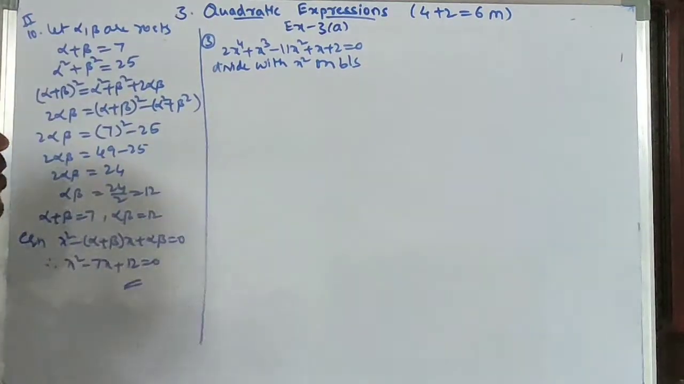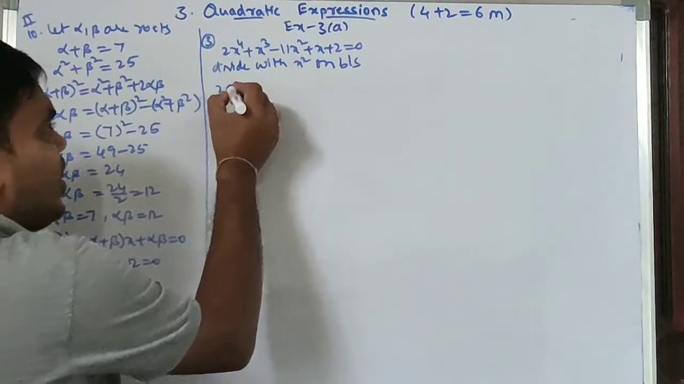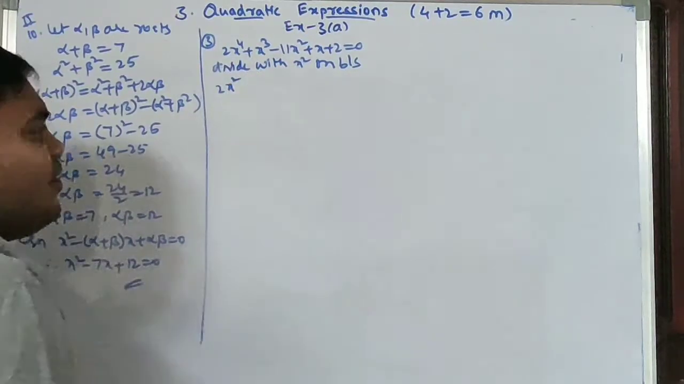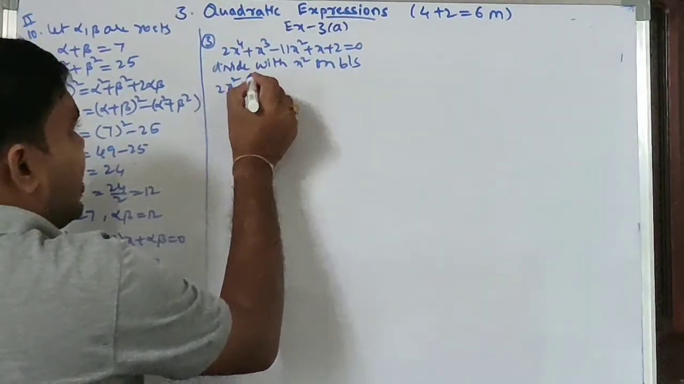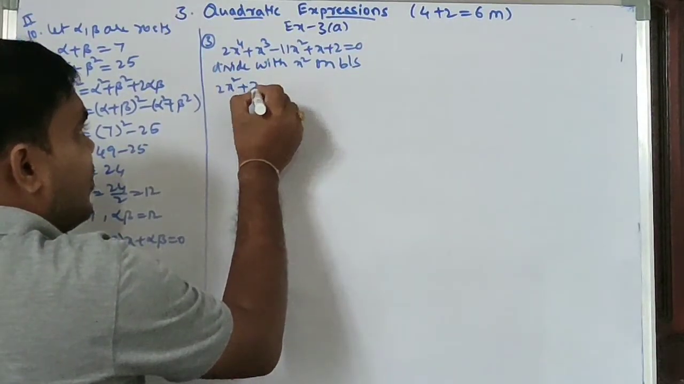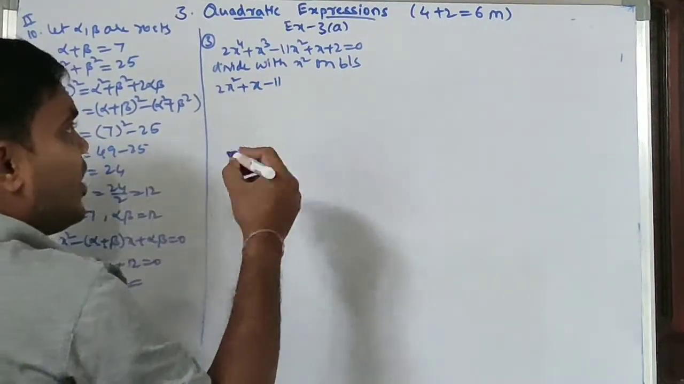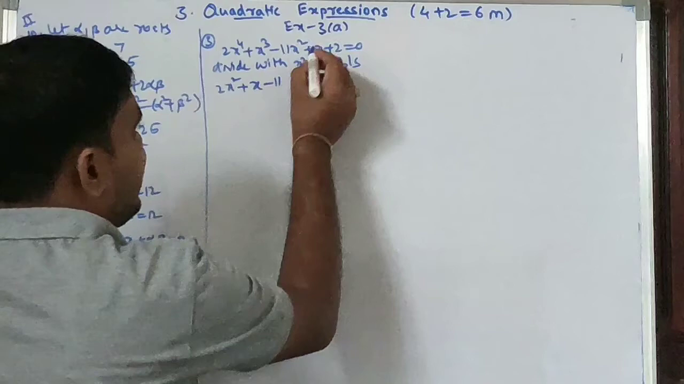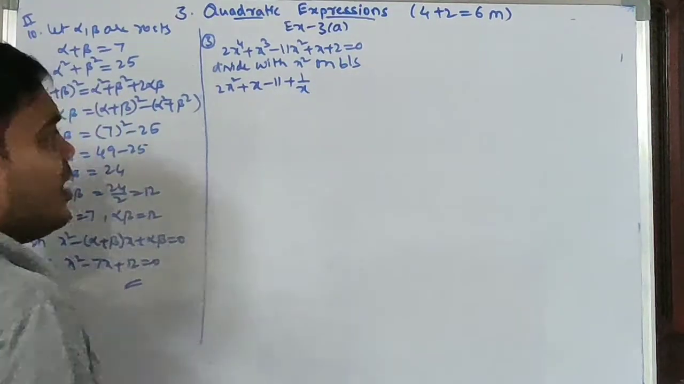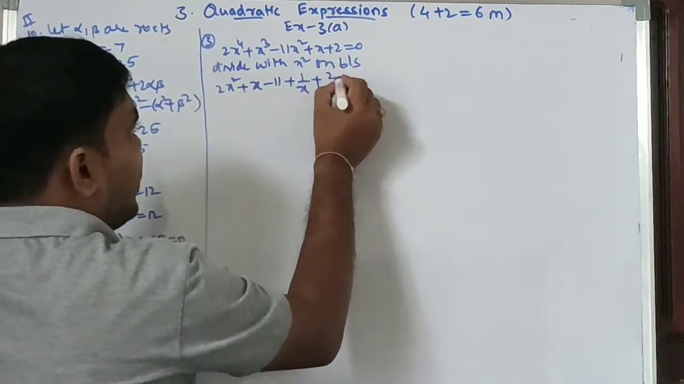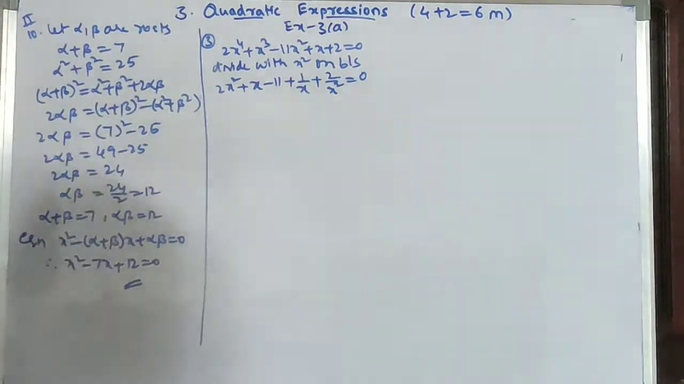Simply dividing with x square on both sides. 2 x power 4 by x square: x square cancels, we get one more x square. Next, x cube by x square, x square cancels, we get another x. Minus 11 x square by x square cancels, only minus 11. x by x square, one x cancels, denominator another x. Plus 2 by x square as it is. 0 by x square is 0.